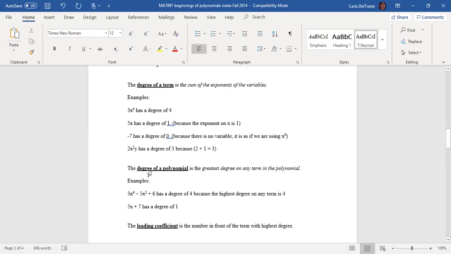The degree of a polynomial overall is the highest degree on any of the terms in the polynomial. So let's look at some examples. If I have 3x to the 4th minus 5x squared plus 6, the degree is 4 because that's the highest exponent that exists on any of those terms. It's the highest degree. If I have 5x plus 7, the x has a power of 1. That is the highest exponent that exists. So that has a degree of 1.